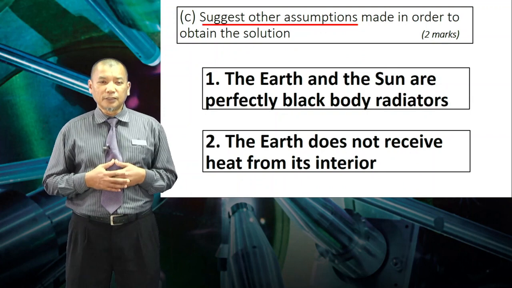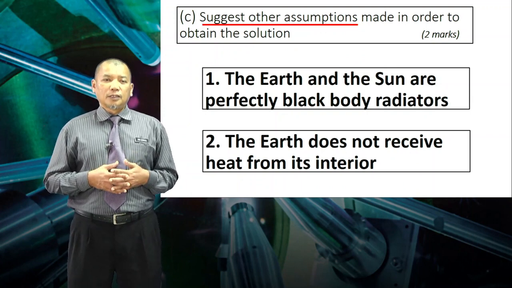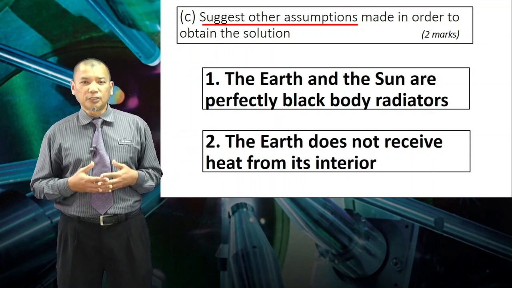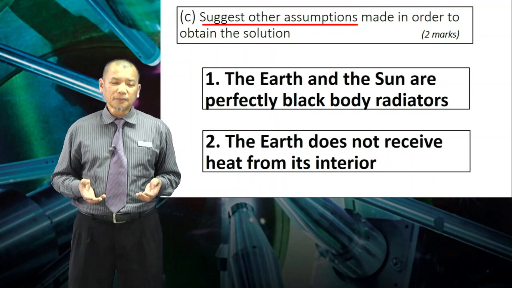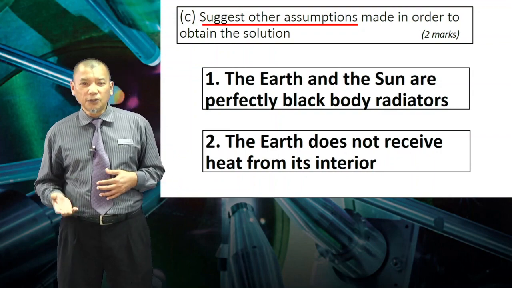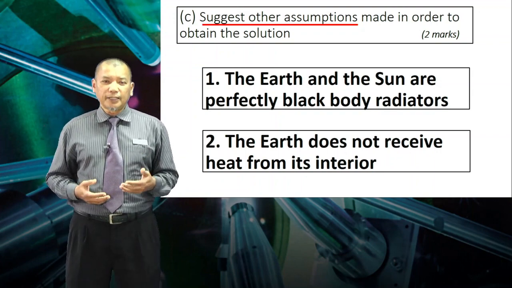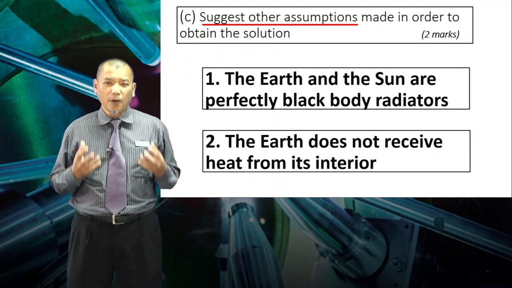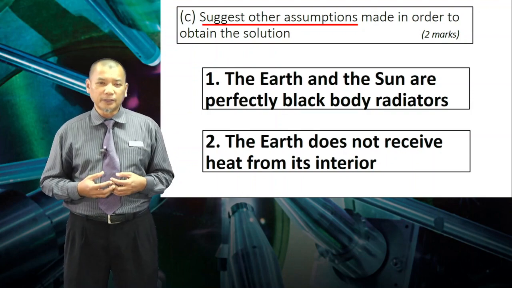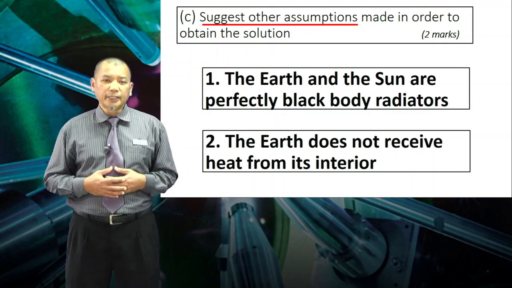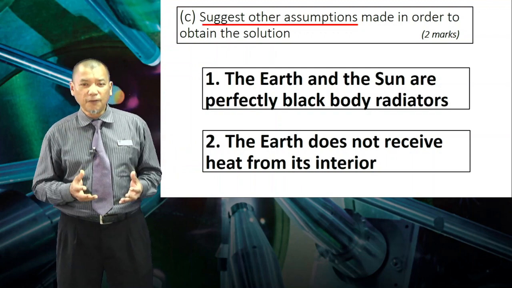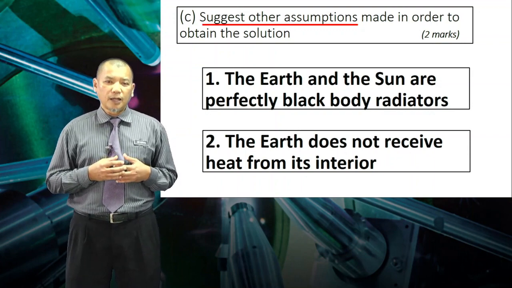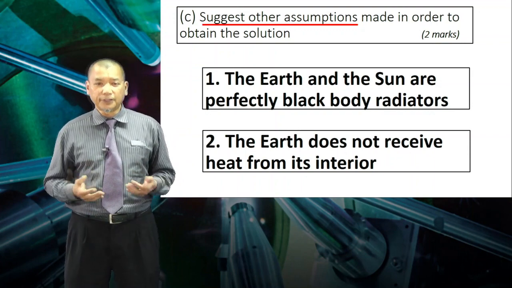And the last question, C. The next question is, suggest the assumptions made in order to obtain the solution. In order to obtain the answer, we should consider that both the Sun and Earth are perfect black body radiators or absorbers. And the second one is that the Earth does not receive other heat sources, such as heat from its interior or other planets, etc.